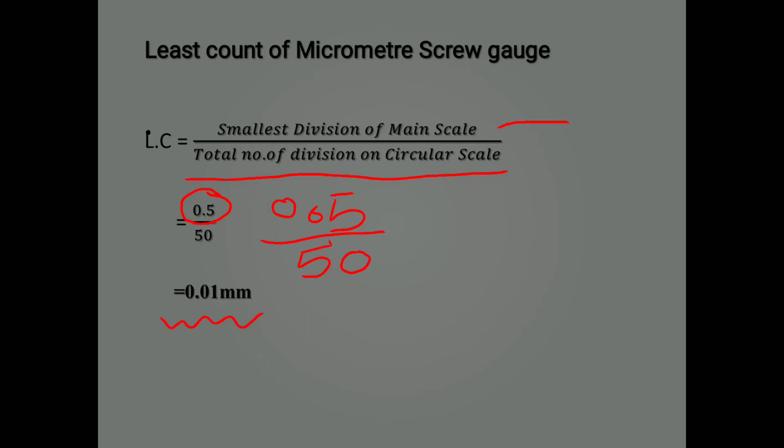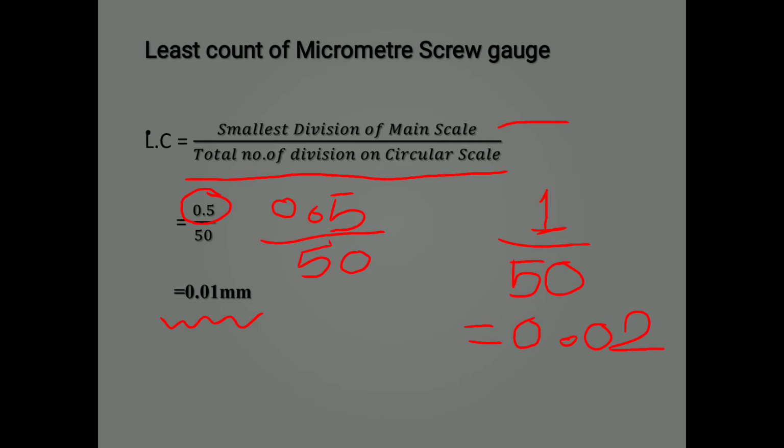mm. Comparing with the least count of a vernier caliper, you can see over here 1 mm upon, what is 1 mm? 1 mm is nothing but the minimum or smallest division that can be measured by that particular vernier main scale, and the total number of divisions on the vernier scale is 50. So the least count of the vernier caliper is 0.02 mm.